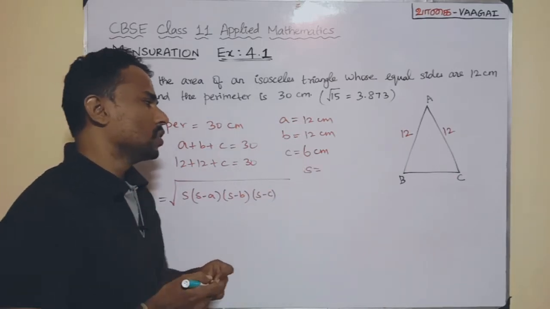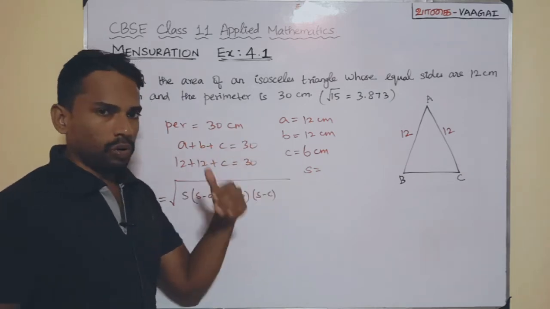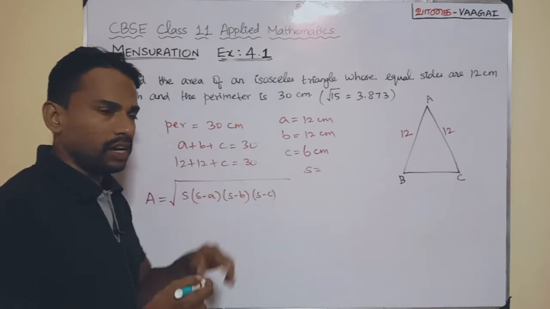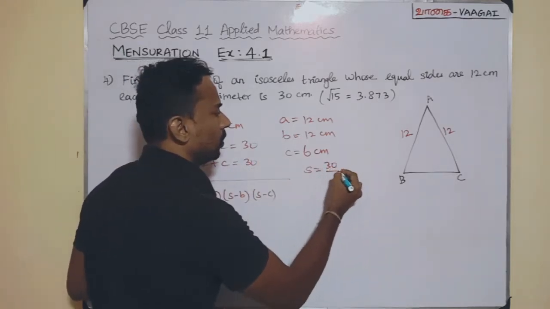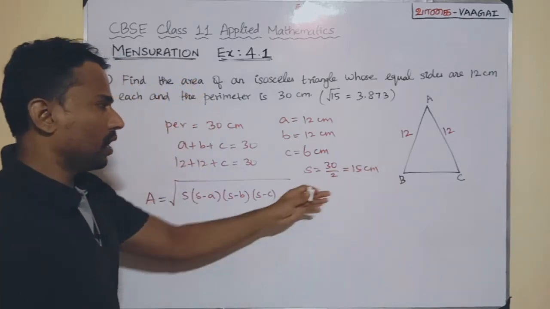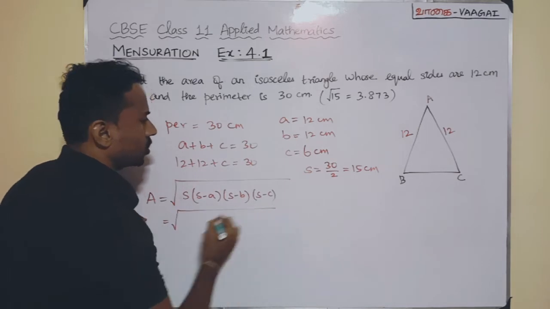It's very easy. So S is nothing but what? Semi-perimeter, that is A plus B plus C whole divided by 2. Already we have A plus B plus C is 30. That means S will be 30 divided by 2. So 30 by 2 will be 15 centimeters. Okay, all right. Now we can just substitute it here to get the area. So area will be equal to square root of.